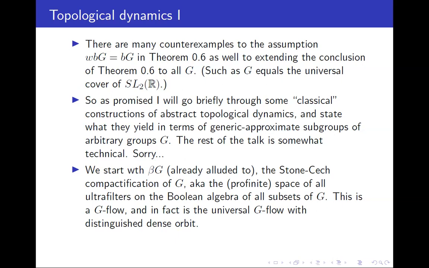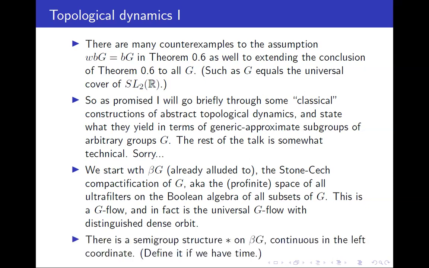Why? Because G acts on the collection of all subsets of itself by translation, right? By left translation, for example. So therefore, it acts on the set of ultrafilters on that collection of all subsets, and it acts by homeomorphisms. Now this is a G flow, and in fact, it's what's called the universal G ambit, the universal G flow with distinguished dense orbit. The dense orbit being G itself, because the points of G are like ultrafilters concentrating on one point, and that's a dense subset. For G a discrete group, the universal G ambit is exactly the action on beta G.